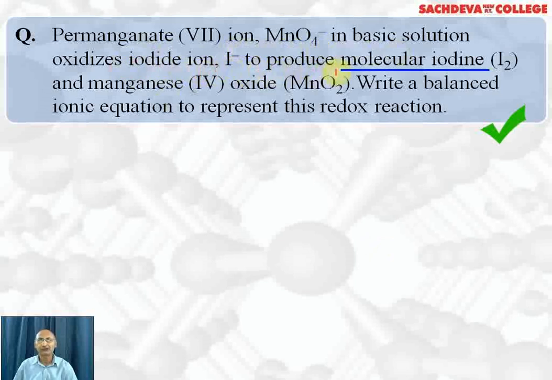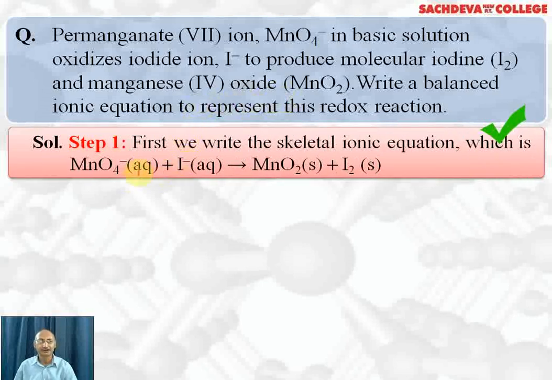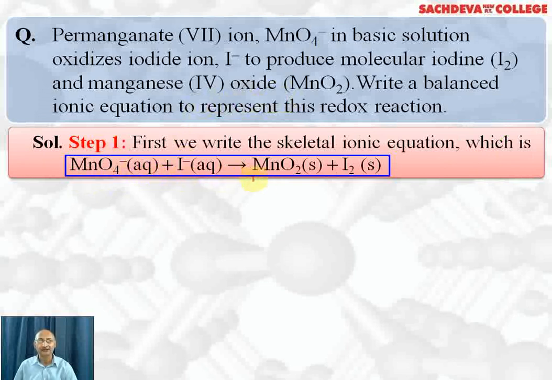Next question: permanganate ion, in which manganese is plus 7, in basic medium oxidizes iodide ion to produce molecular iodine. And manganese in the 4 oxidation state, MnO2, is formed. Write a balanced ionic equation to represent this redox reaction. First step is MnO4 minus aqueous plus iodide ion changes to MnO2 solid plus iodine solid.